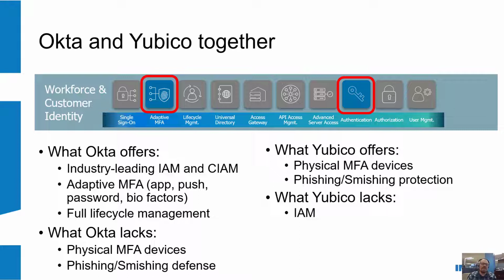Now, Okta does have methods to prevent that, but we're talking about the 1% of cases, the 0.1% of cases where that might not work out. That is a vulnerability area. So what does Yubico offer in this partnership?